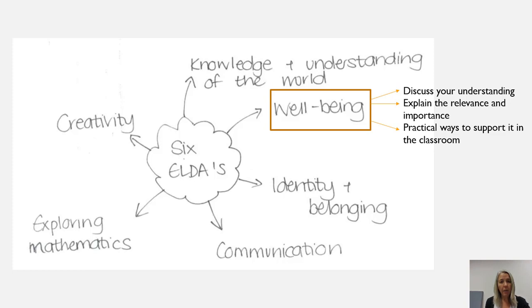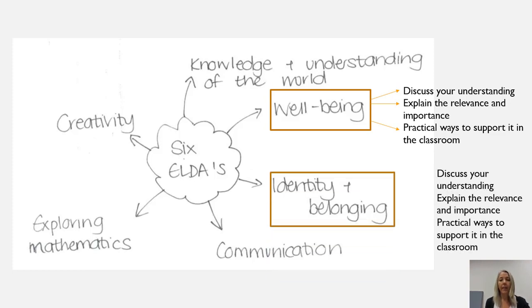Your second paragraph in the body of your essay might belong to identity and belonging. And then again, you'll start off in the paragraph by discussing your understanding of identity and belonging. You'll explain the relevance and importance of identity and belonging. And thirdly, you would suggest some practical ways to support it in the classroom.